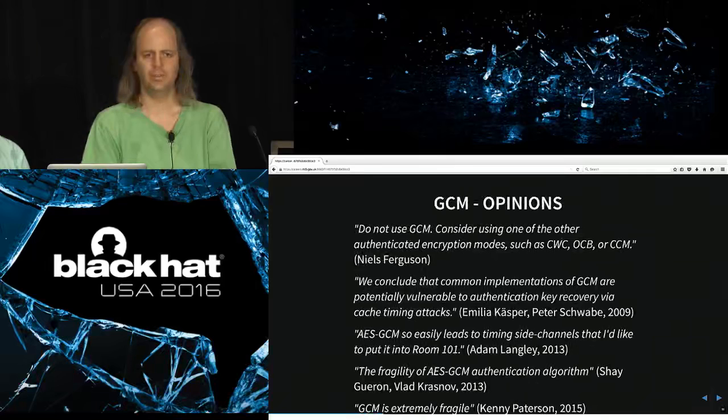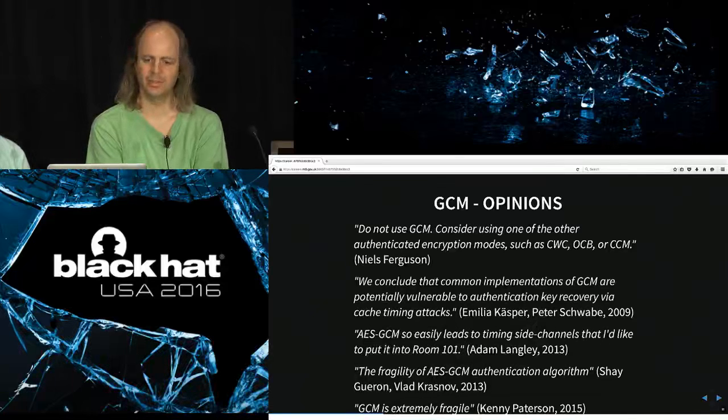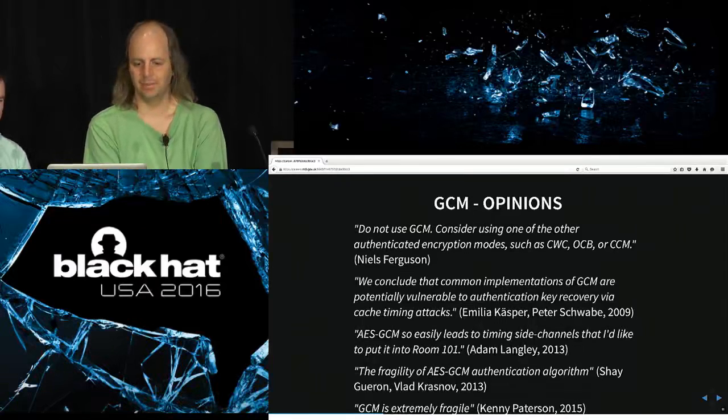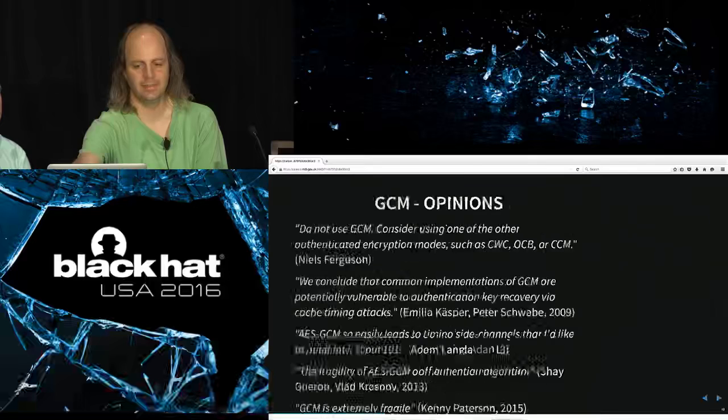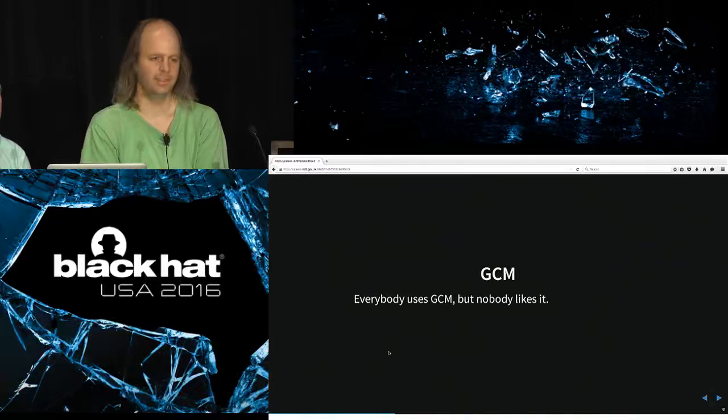But it turns out GCM is not very popular among cryptographers. I have a number of quotes here where Niels Ferguson commented on the GCM standard: do not use GCM, consider using one of the other modes. Then there was a paper from Emilia Kesper and Peter Schwabe, who wrote a timing safe implementation of GCM and concluded that most other implementations are not timing safe. Adam Langley says it so easily leads to timing side channels that he doesn't want to use it. Bottom line is everybody uses GCM, but it seems nobody really likes it.